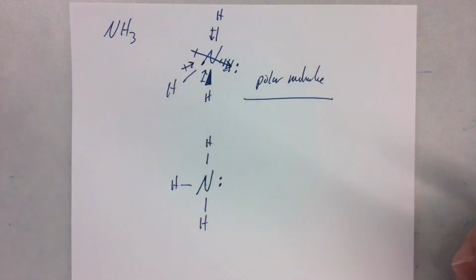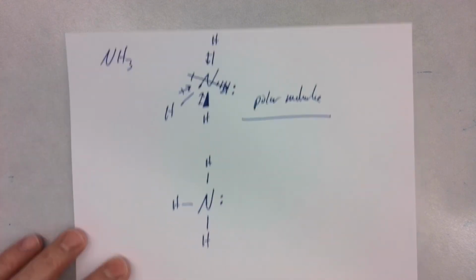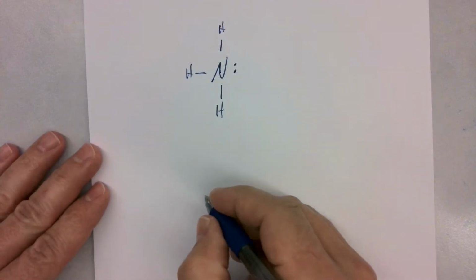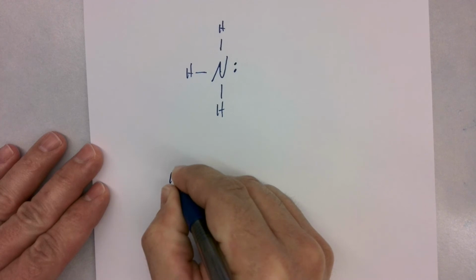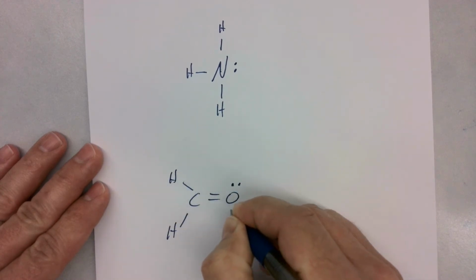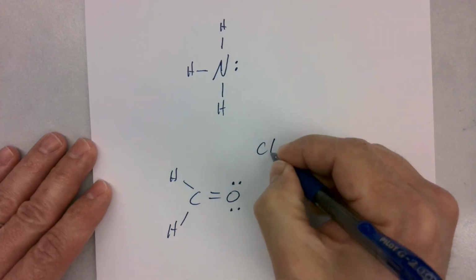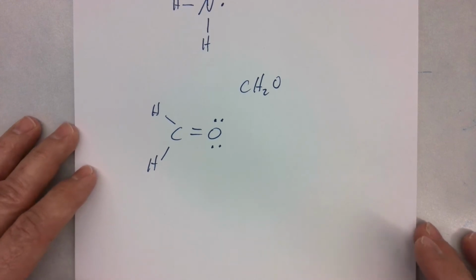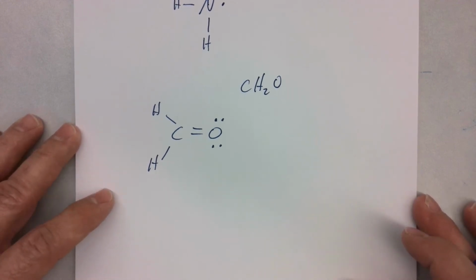Now, let's say I did this. Let's say I've got C double bond OH. Let's say I've got this molecule. This was CH2O. I believe we drew this already. Does somebody have this in their notes? I think we did this one day, maybe last time.